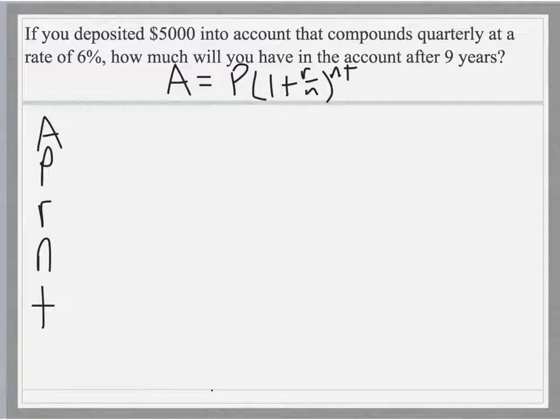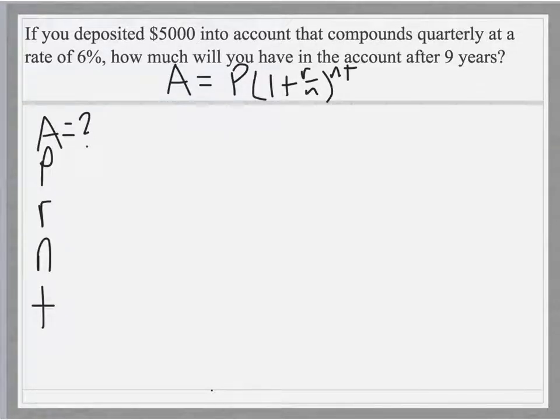Okay, in this first example, it says we deposited $5,000 in an account that compounds quarterly at a rate of 6%. How much will you have in the account after 9 years? Okay, so I like to set up the problem just like we did on these last work problems, where I put the A, P, R, N, T on the side. Okay, and then let's just go through what it tells us. It wants to know how much is in the account at the end of it, so I know that I'm looking for my big A.